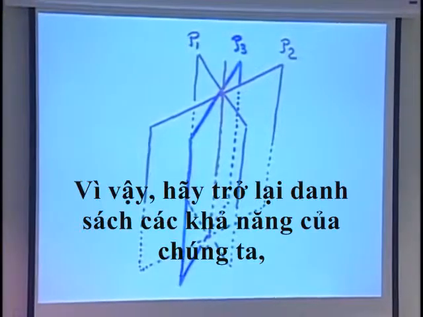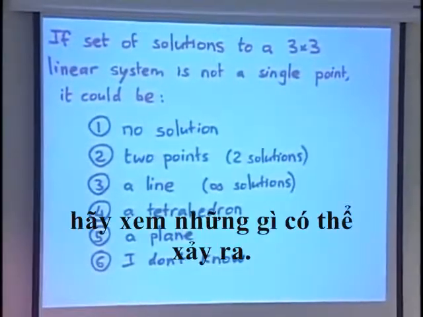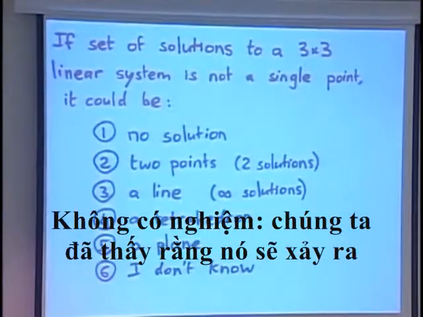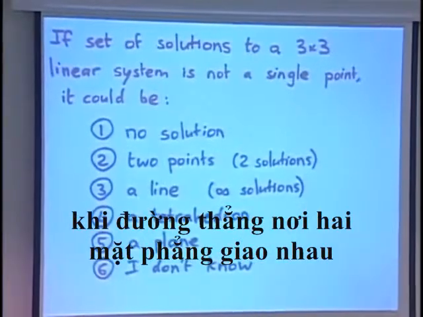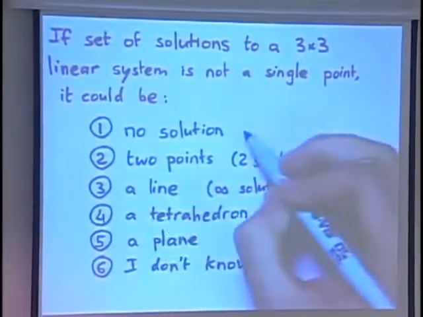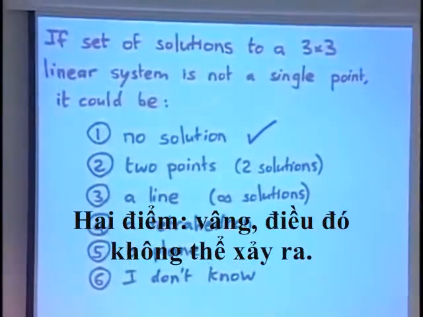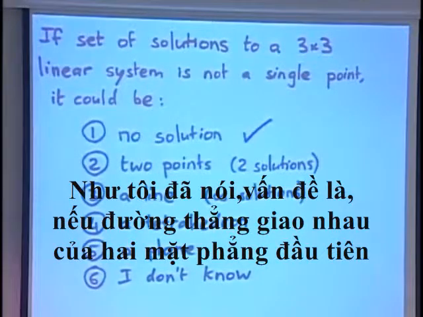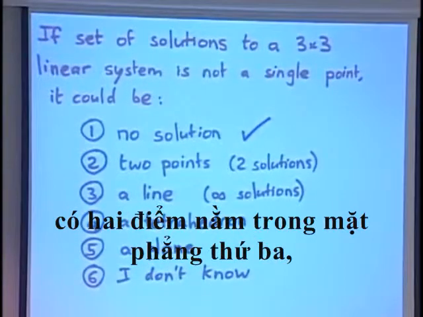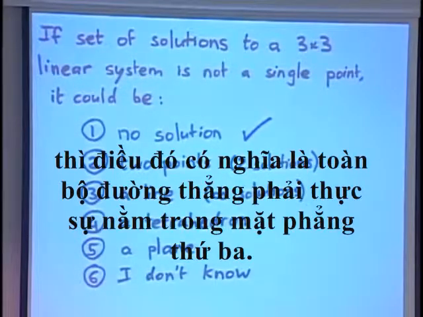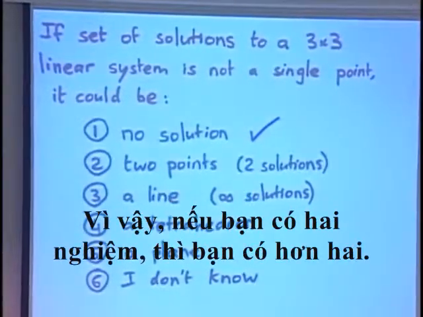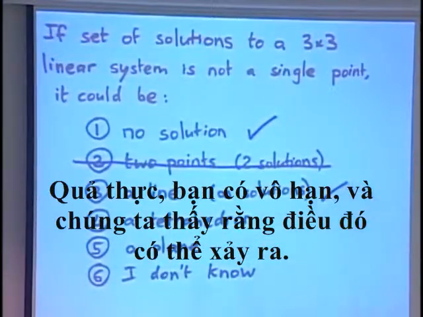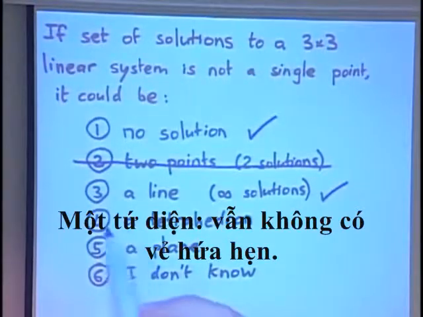Okay, so going back to our list of possibilities, let's see what can happen. No solution, well, we've seen that happens when the line where the first two planes intersect is parallel to the third one. That exists. Two points, well, that didn't come up. Okay, and as I said, the problem is if the line of intersection of the first two planes actually has two points that are in the third plane, well, then that means actually the entire line must also be in the third plane. So if you have two solutions, then you have more than two, actually. In fact, you have infinitely many, and we've seen that can happen. Okay, tetrahedron still doesn't look very promising.